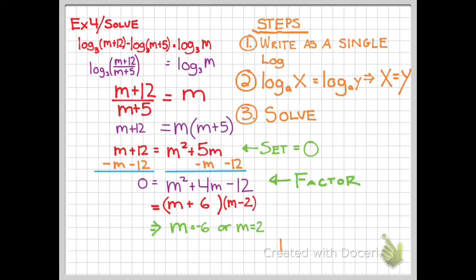I'm still not done because I want to check both of my solutions by plugging them back into this equation, which you probably want to use a calculator to do. So when I do that, I see that log base 3 of negative 6 is undefined. So m equals 2 is my only solution. Plug m equals 2 into both of these expressions, and you'll see that the left-hand side equals the same thing as the right-hand side.